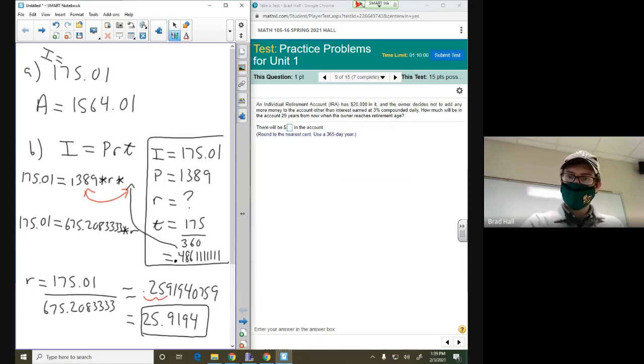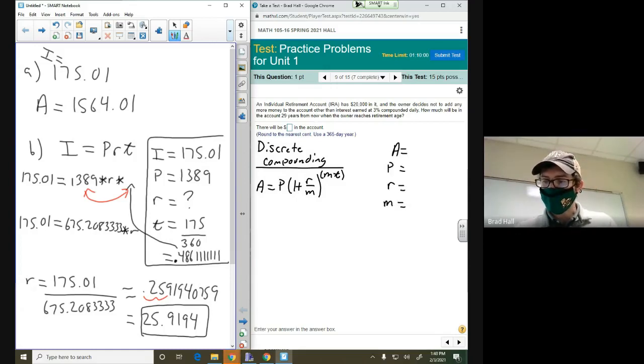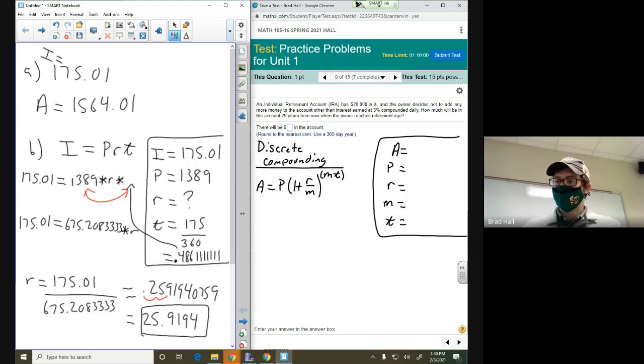So from here, we know that this is discrete compounding. And the formula, and again, it's discrete compounding and not continuous compounding because it tells us we're compounding daily instead of continuously. A equals P times 1 plus r over m raised to the m times t. And now we know what to solve for. A, P, r, m, and t. Then we just have to figure out these values one by one.